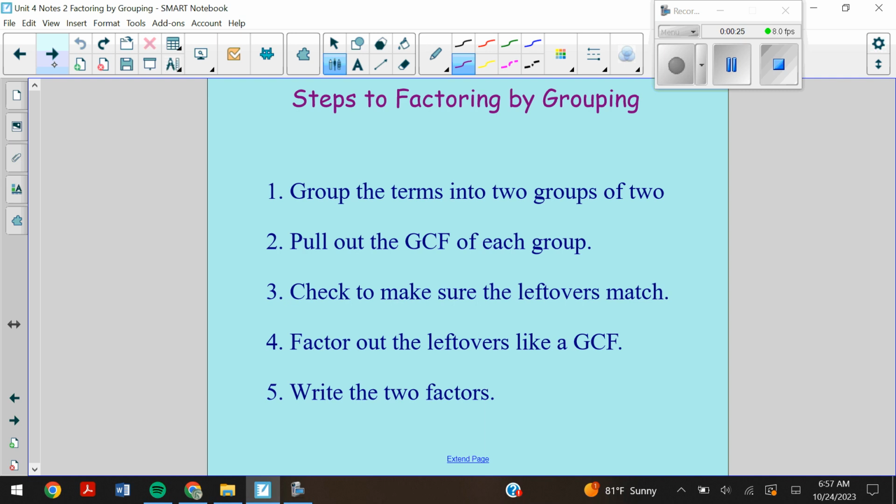So here are our steps for factor by grouping. You're going to group the terms into two groups of 2. You're going to pull the GCF, the greatest common factor, out of each group. You're going to check to make sure that the leftovers match. You're going to factor out the leftovers like a GCF, and then you're going to write the 2 factors. So go ahead and pause here so you get that written down.